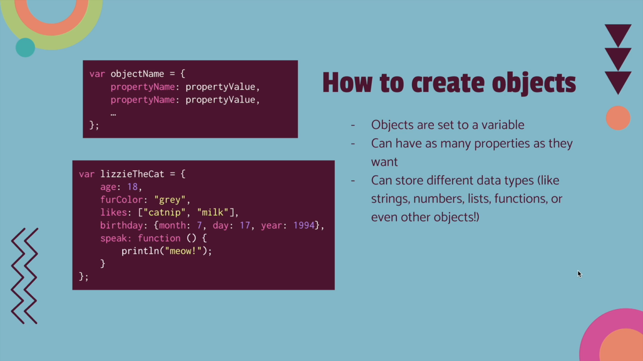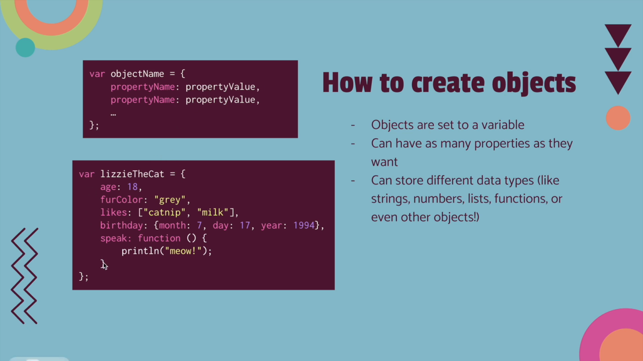Now let's go over how to create objects. Objects are set to a variable. They can have as many properties as they want, and they can store different data types like strings, numbers, lists, functions, or even other objects. This is a blueprint of how you can create an object. So you say var, you give the object the name, and then you set it equal to an object. So you use curly braces to define it, and then you'll have your property name, colon, property value, and then you'll have a comma between the different name value pairs.